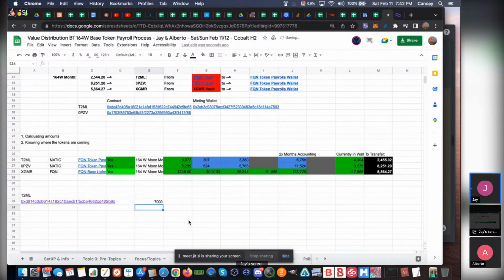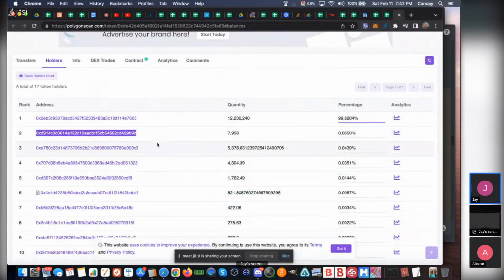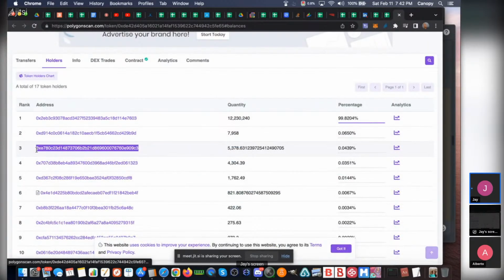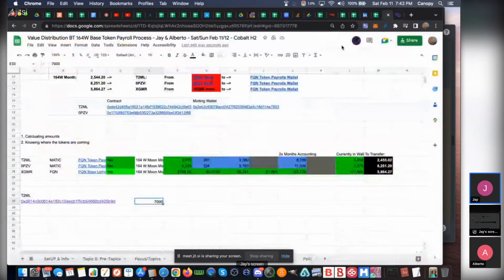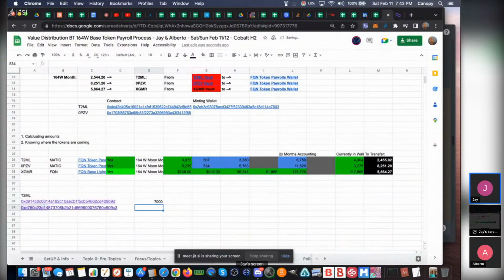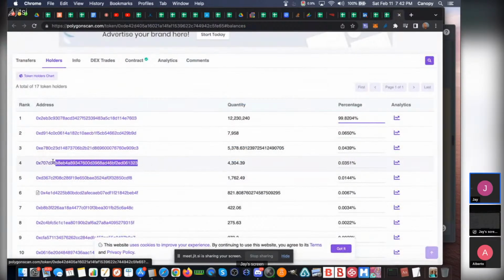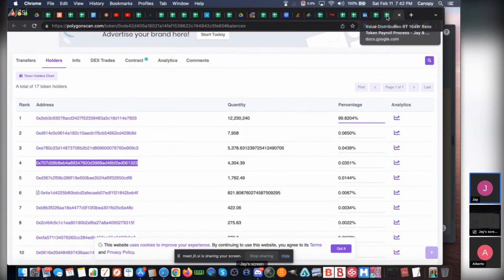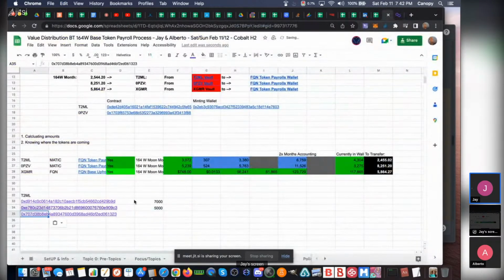Oh, 2,000. We need 2,000? Yeah. 2,400. Yeah. 2,500. First one has 7,000. The second one has 5,000. And then the third one has 4,000, right? So any one of these three wallets will be perfect to be able to get enough from.